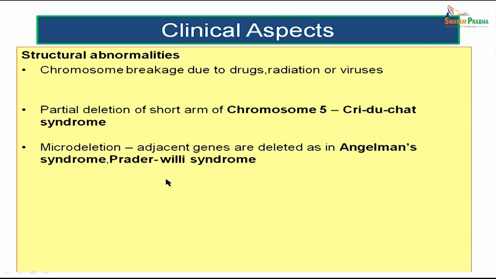Another condition is known as microdeletion. In microdeletion, there will be deletion of adjacent genes. And two important syndromes are Angelman syndrome and Prader-Willi syndrome. In Angelman syndrome, it is usually the maternal component which is undergoing microdeletion. And in Prader-Willi syndrome, it is usually the paternal component which is undergoing microdeletion.